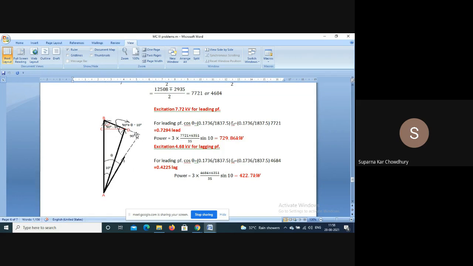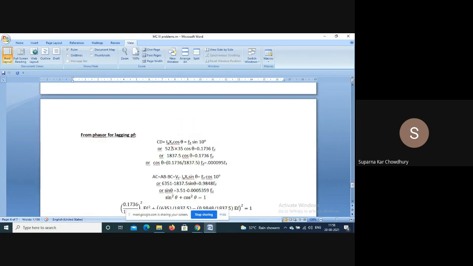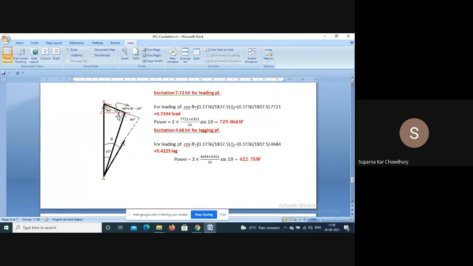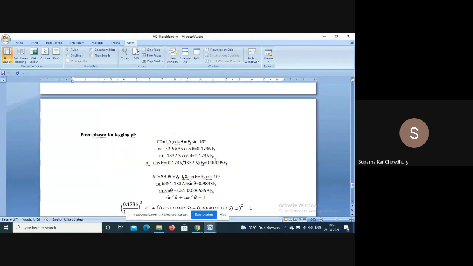So from here, again, if this is theta, this is 90, and this angle is 90 minus theta. So similarly we can get CD. Again CD will be EF sine of 10 degrees, this component, and IaXs cos of theta. So the relationship between cos theta and EF is the same.